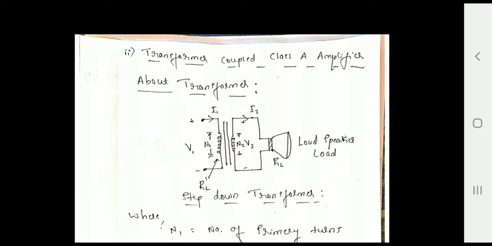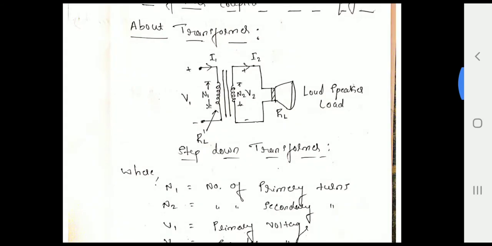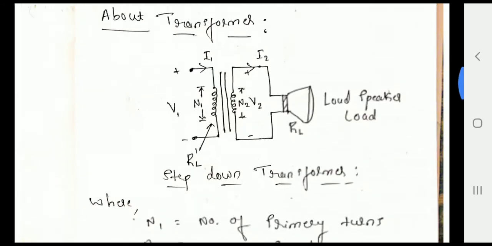So now we'll start with the class A power amplifier, the second one, that is the transformer coupled class A amplifier. Before we start with the transformer coupled amplifier, let us understand what a transformer is here. As shown in the transformer circuit, it is a step down transformer.